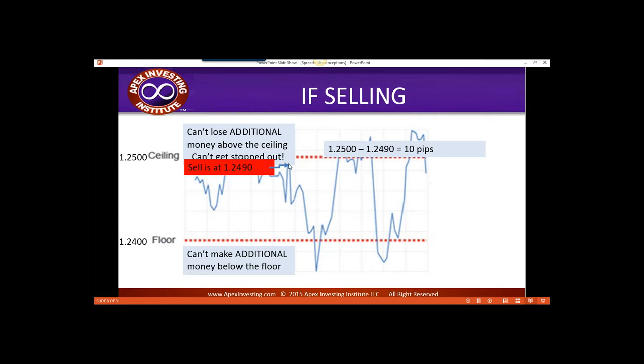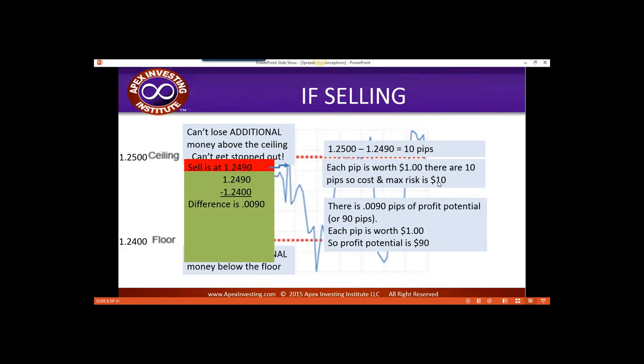I can't lose more if I'm wrong. If I think the market's going down, but I'm wrong and it flies up 300 points against me, doesn't matter. The most I'm risking is to the ceiling, 10 ticks. Each pip is worth a dollar, so there are 10 pips. So the cost to enter this trade and the max risk would be $10.